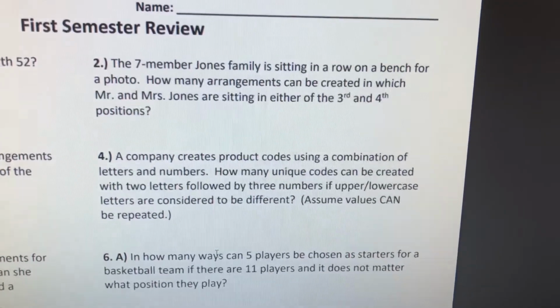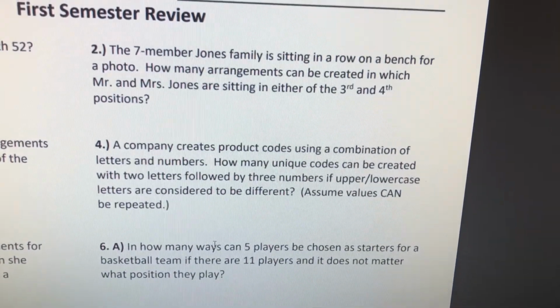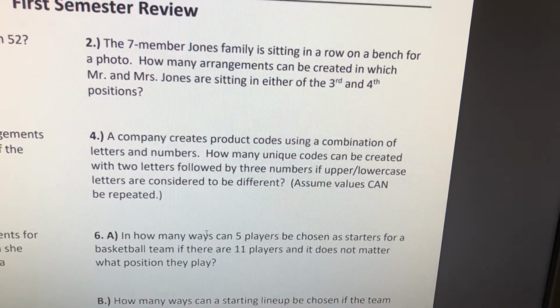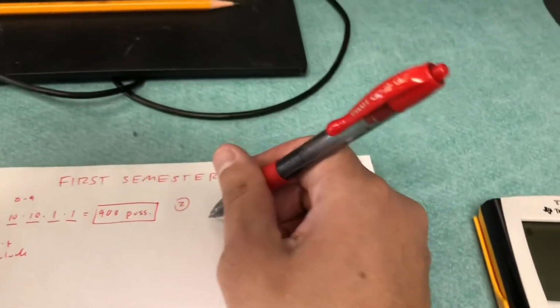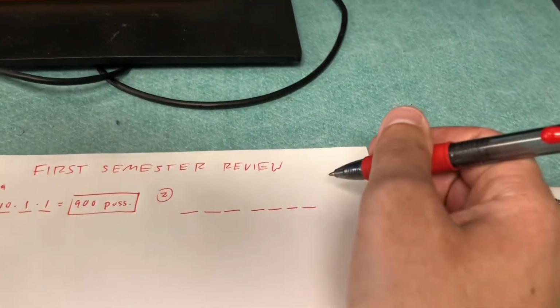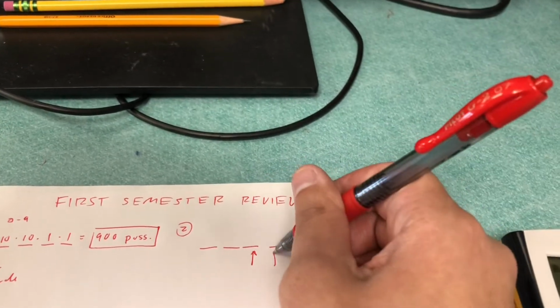All right. Number 2, the 7-member Jones family is sitting on a bench for a photo. How many arrangements can be created in which Mr. and Mrs. Jones are sitting in either of the third and fourth positions? So it's another fundamental counting principle problem. I like to do these with blanks. There's 7 positions, and we're looking at position 3 and position 4.